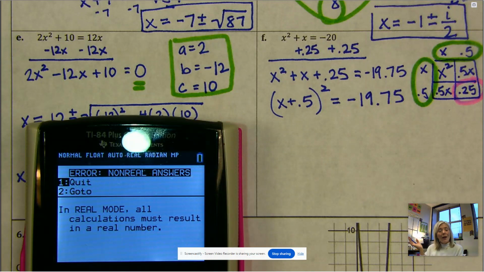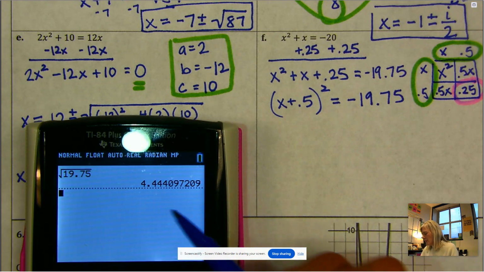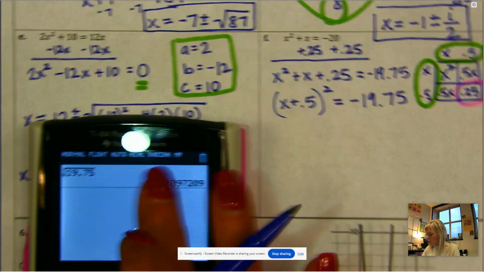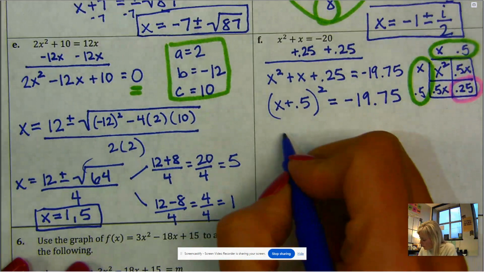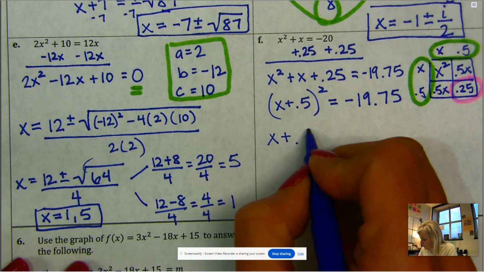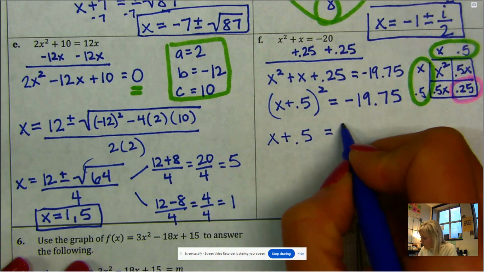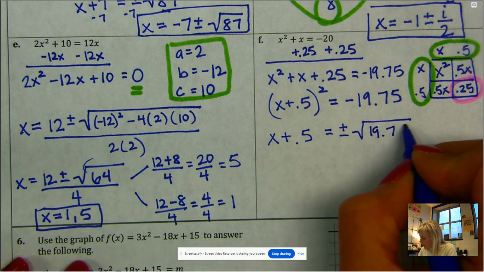Okay. Your calculator doesn't know how to do non-real answers. So to get around that, I'm just going to get rid of the negative sign here. And then see, does that, oh, it does not have a whole number square root. So that means we're still going to square root both sides of the equation. X plus 0.5 equals the positive and negative square root of 19.75.